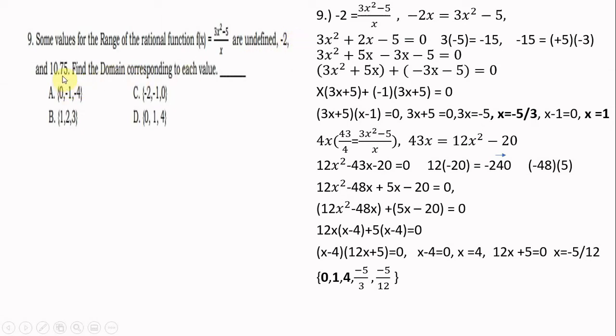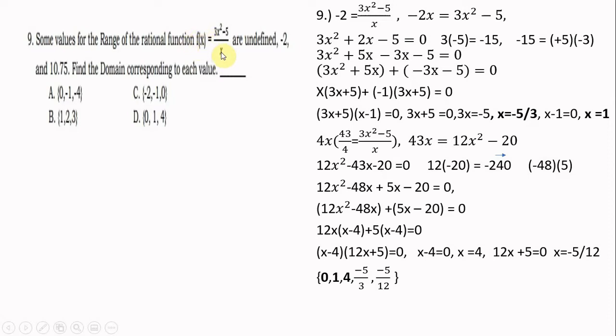Okay, now this is how you are going to solve. Since the range value is undefined, one value of x is equal to 0. If x is equal to 0, this makes our range value undefined. So one of the values of x is 0.